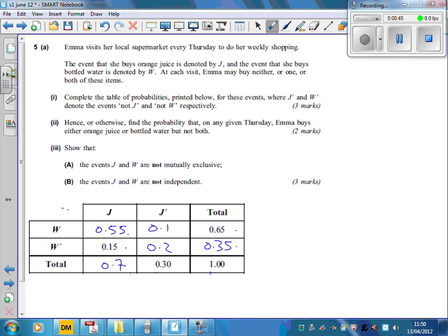What you must make sure you don't do here is do any timesing to give those things here. Because these things aren't independent, you can't times them together to give that answer. In fact, that comes up later on.